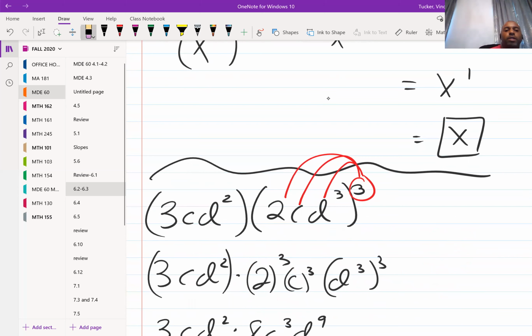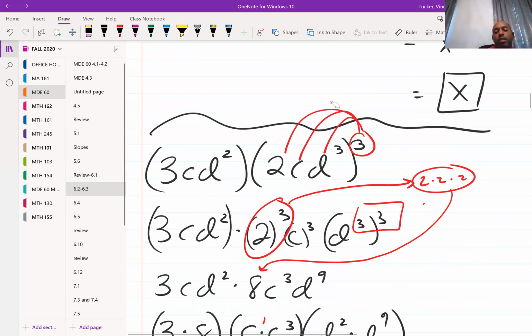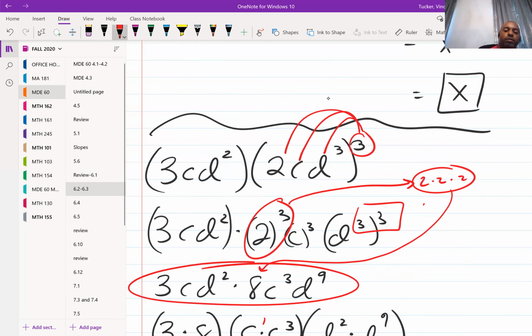All right, from there we can simplify these terms. So 2 to the 3rd power is 8, 2 times 2 times 2. And then right here, an exponent raised to another exponent means we're going to multiply. So now we have this result.